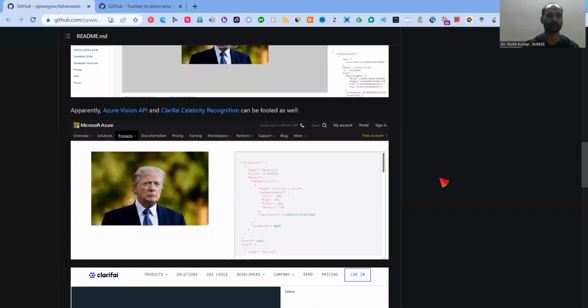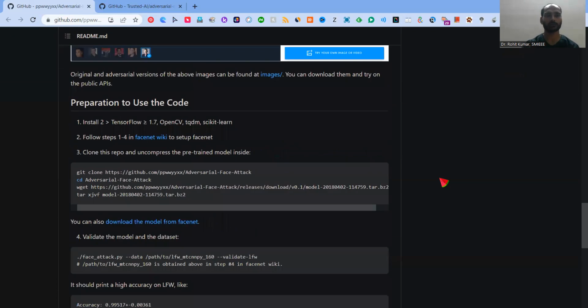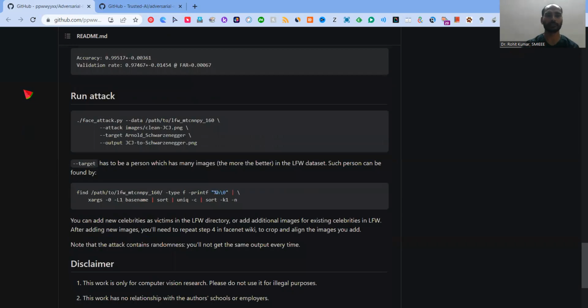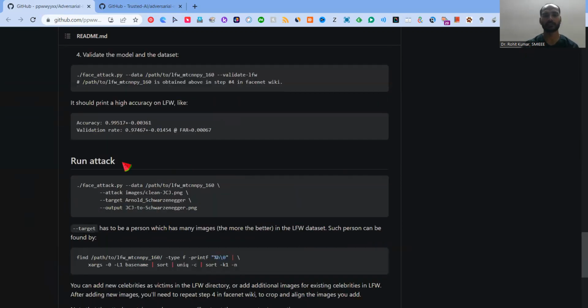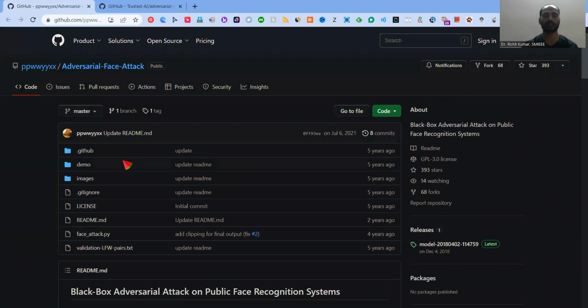So here, when you come down, you have a lot more information, like how to prepare the basic installation and get ready to run the code. Then you can run the attack. Then come the disclaimers that this is for research purposes only, and that you are not supposed to do the actual attack. Those are all the basic ethical declarations they have given over here.